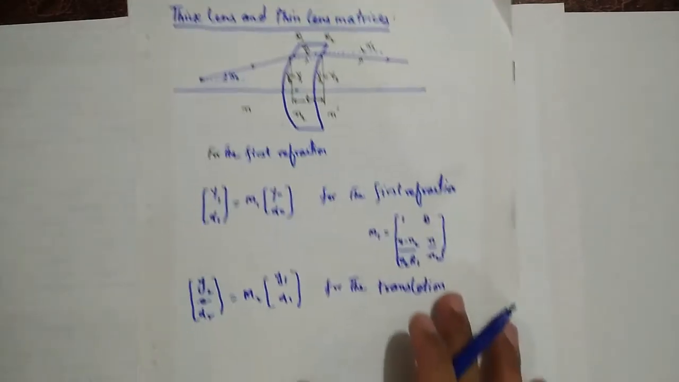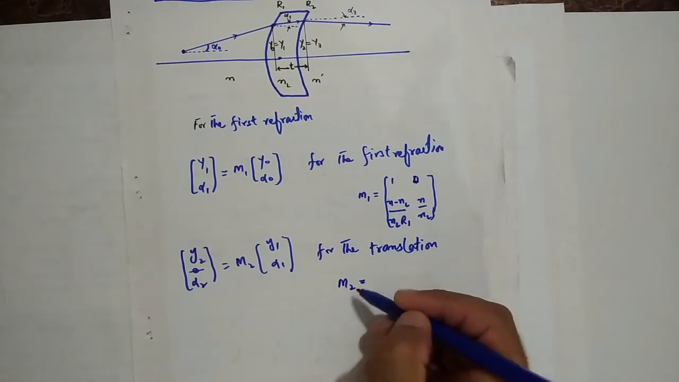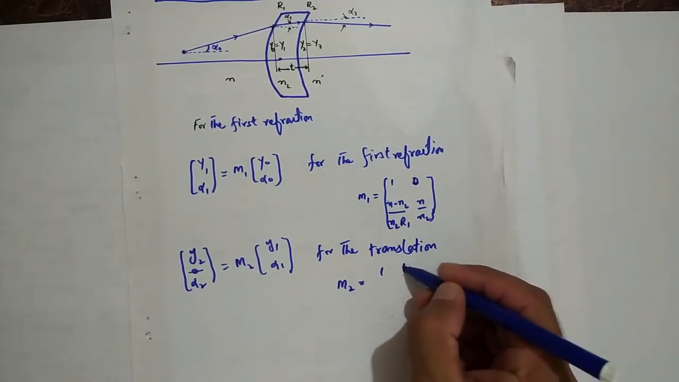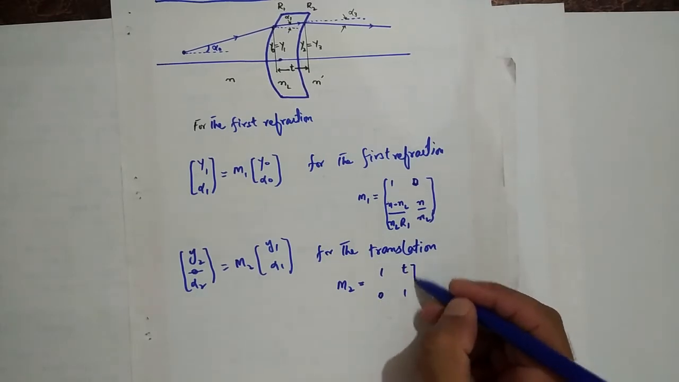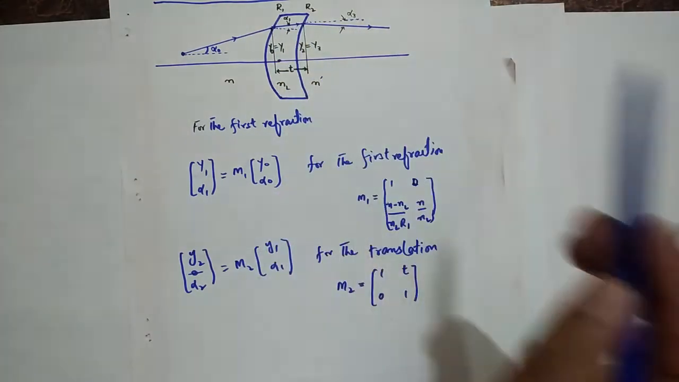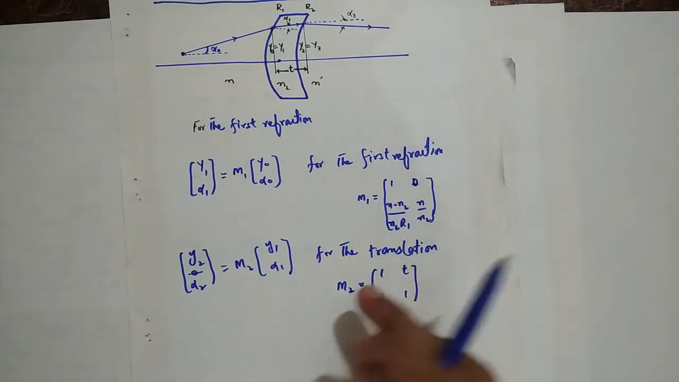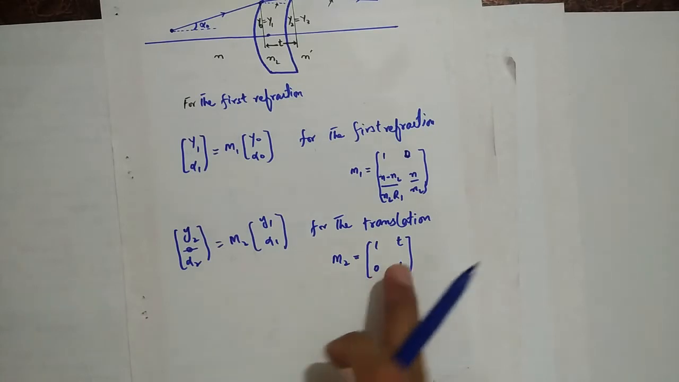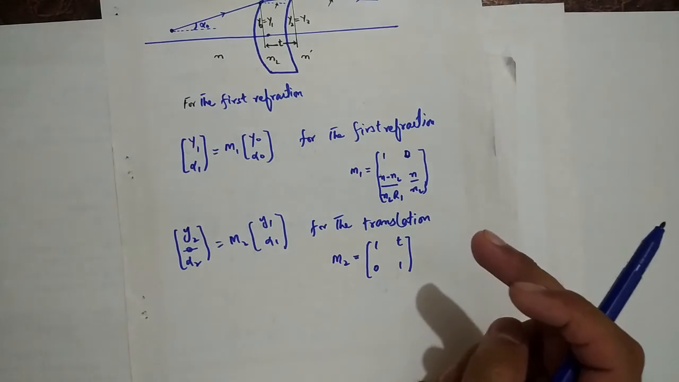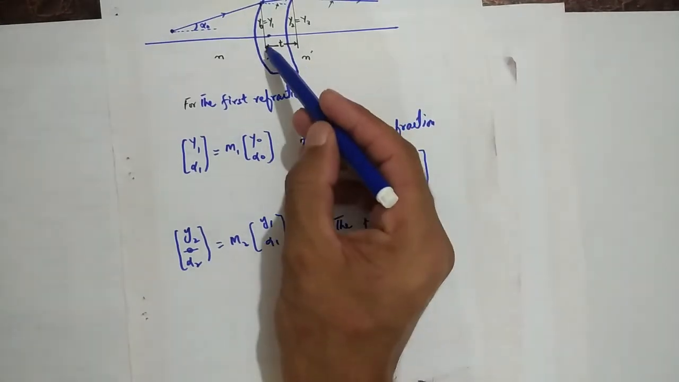And here M2 is the translation matrix which we already derived in our previous lectures. It is 1 T 0 1. Here T is the translation of the light ray, which is equal to the thickness of the lens. But in our previous lectures, when we were deriving this matrix for the translation, we had written L here, because in that situation the distance covered by the light ray along the optical axis was L, but here it is represented by T.